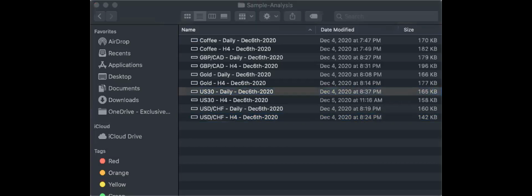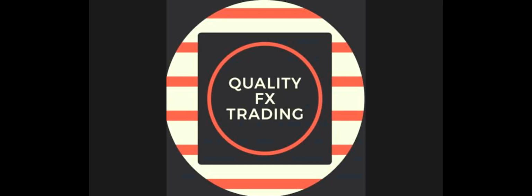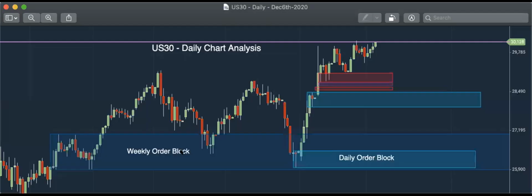We have another one here. You can see I have a daily chart, US 30. As you can see, here we have a daily order block. So again, this is happening inside a weekly order block. So this is really strong. This one is very strong because it's happening inside the weekly order block. It's happening in the daily time frame, and it's happening by only one push.